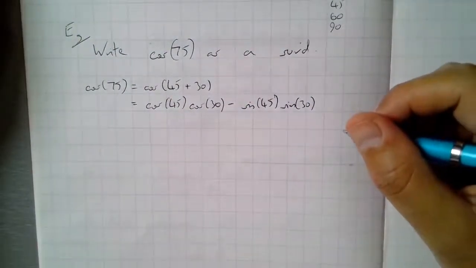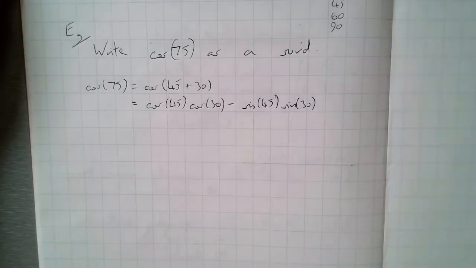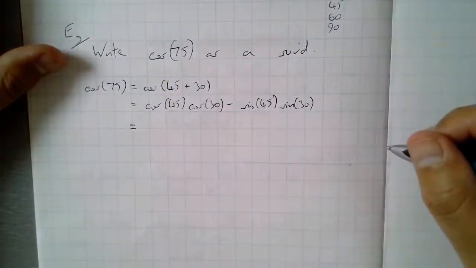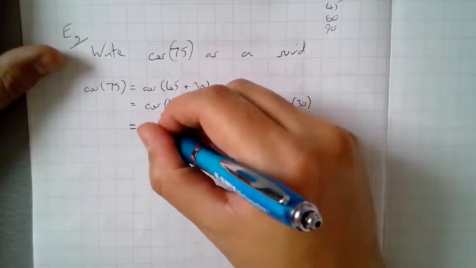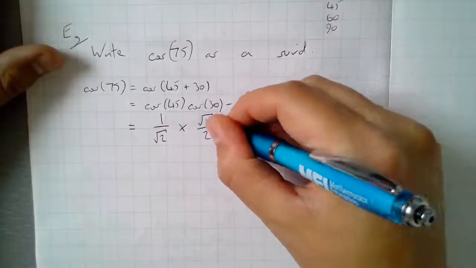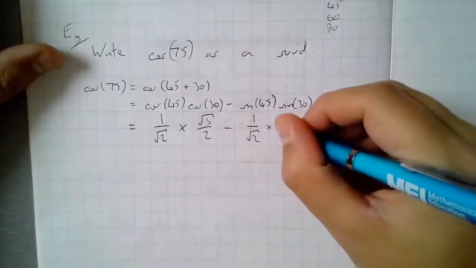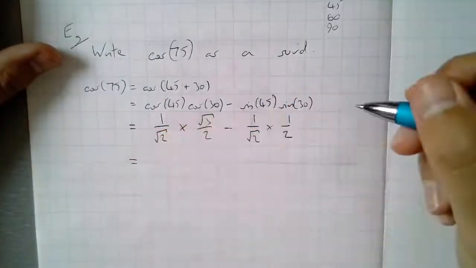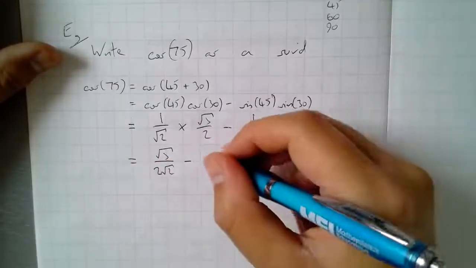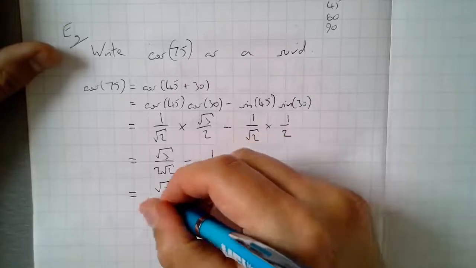So, I'm going to let you have a quick moment to see if you can remember what all of these trigonometric identities are. And I'll carry on. So, cos 45 is 1 over root 2, or root 2 over 2, depending on which way you look at it. Cos 30 is root 3 over 2. Sine of 45 is 1 over root 2. And sine of 30 is a half. You bring that all together, you get root 3 over 2 root 2, take away 1 over 2 root 2, which equals root 3 minus 1 over 2 root 2.